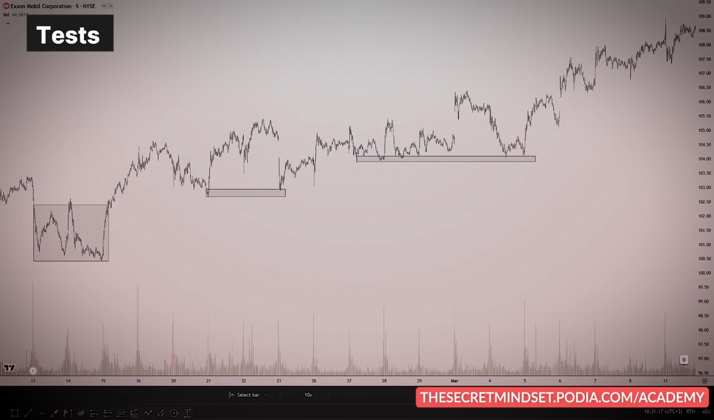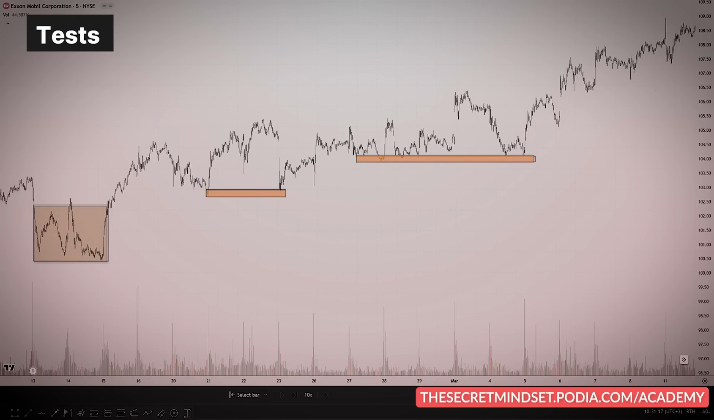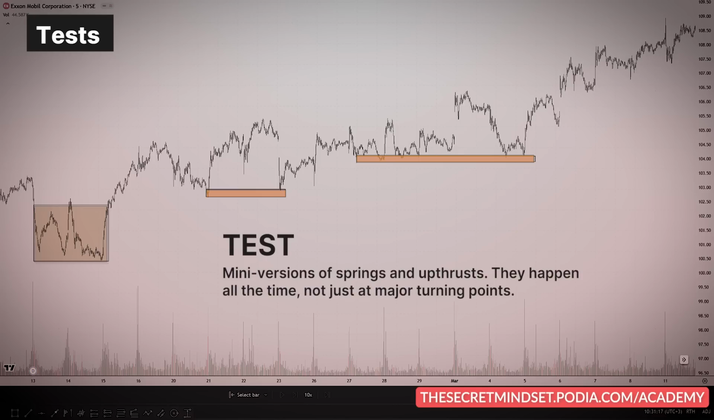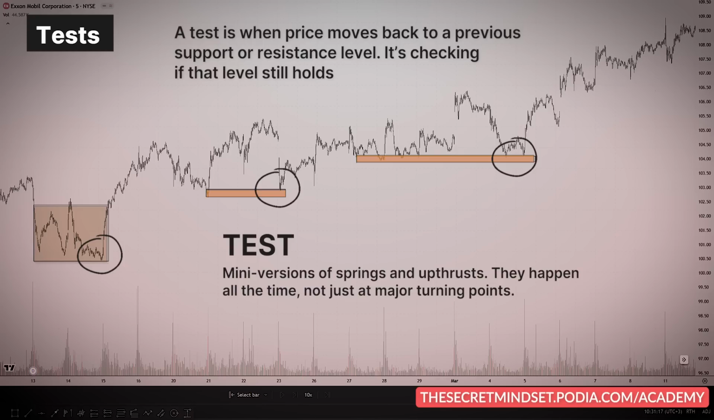Another advanced concept is the idea of tests. These are like mini versions of springs and upthrusts. They happen all the time, not just at major turning points. A test is when price moves back to a previous support or resistance level. It's checking if that level still holds. If it does, it can be a good entry point for a trade.